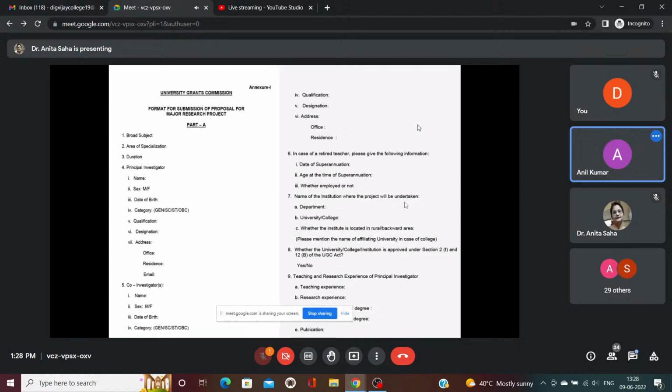Next slide. These are the formats. In this form, you can apply. Before applying any research project to any funding agency, you should make an assessment for the research proposal, check the prescribed research format, and prepare your research proposal as per the format. Thereafter, you should try to apply. But now UGC is not supporting us.